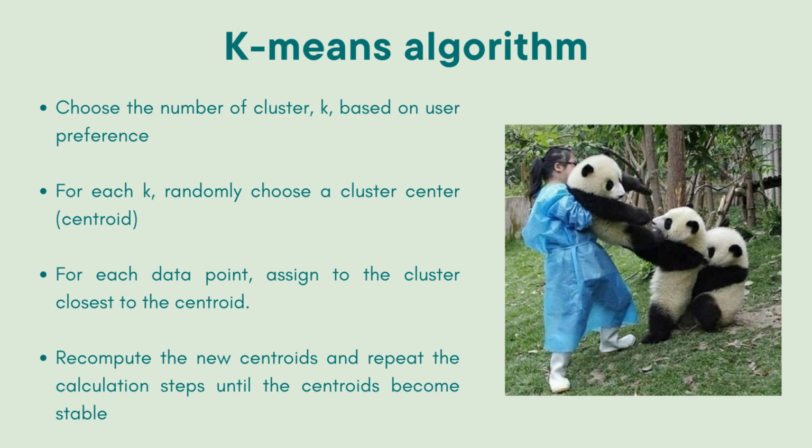First and foremost, the number of clusters, which is represented by k, will be chosen based on the user's preference. Step 2. For each k, randomly choose a data point to be the centroid. Step 3. Assign each data point to the cluster closest to the centroid. And lastly, step 4, recompute the new centroids and repeat the calculation steps until the centroids become stable.